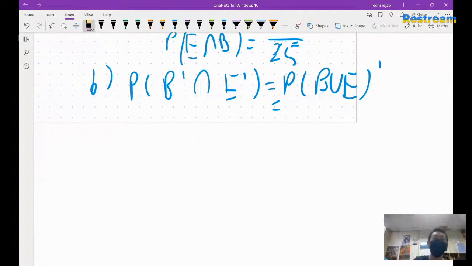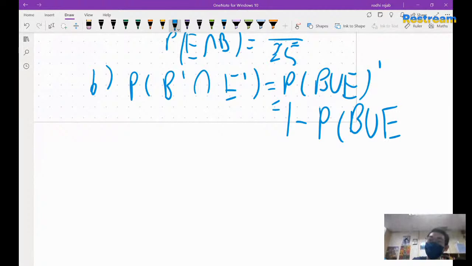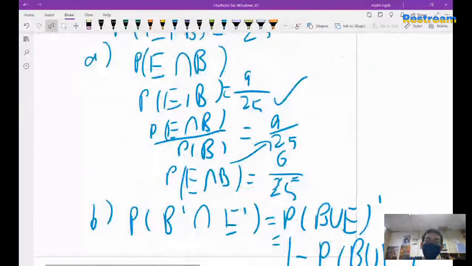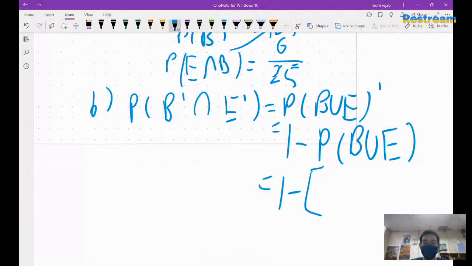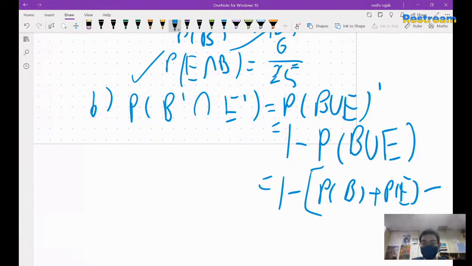So we understand this is the same as (B union E) prime, which is 1 minus P(B union E). Prime is 1 minus everything, this is simple stuff. We can obtain P(B union E) from this. It is not mutually exclusive, since it has an intersect. If the intersect is equal to zero, then it's mutually exclusive. For non-mutually exclusive cases, we do union by adding both of them, but we need to minus the intersect.